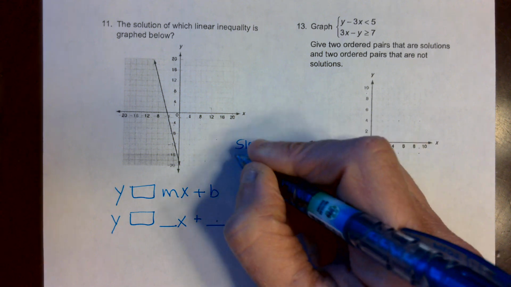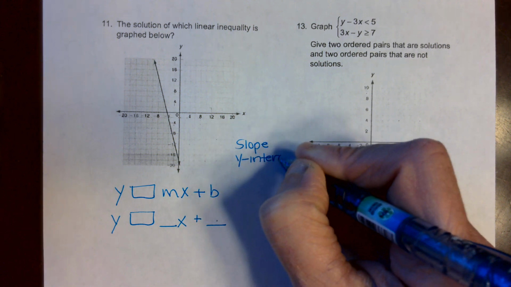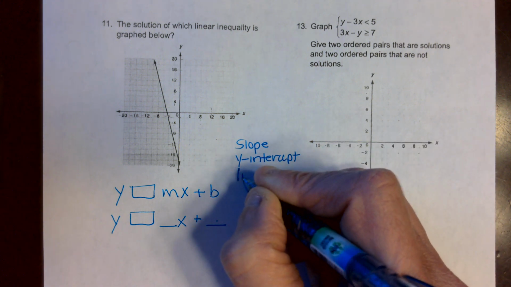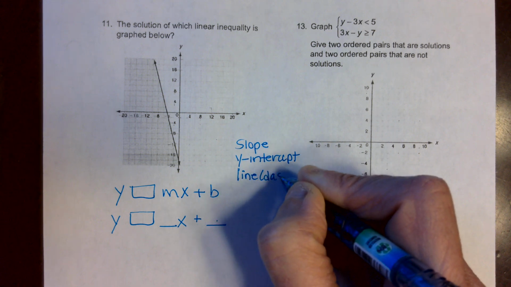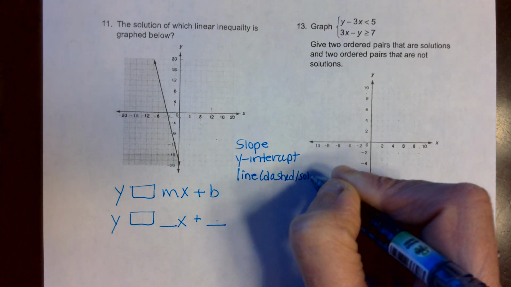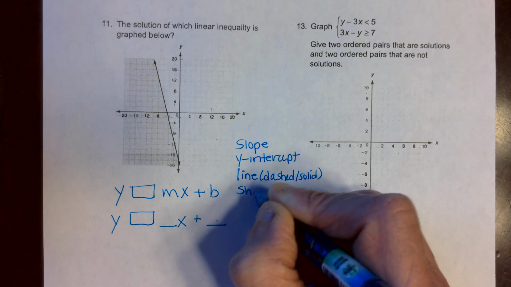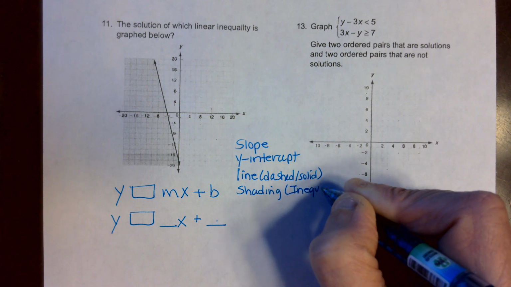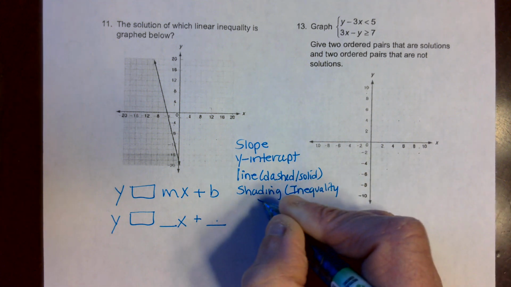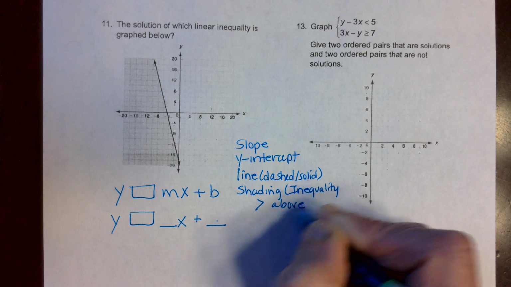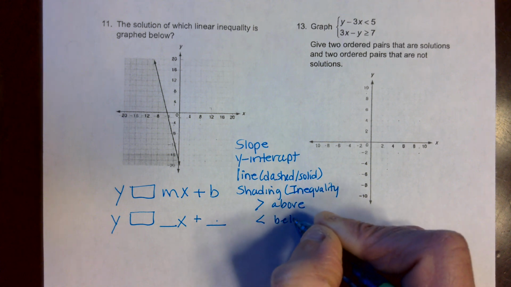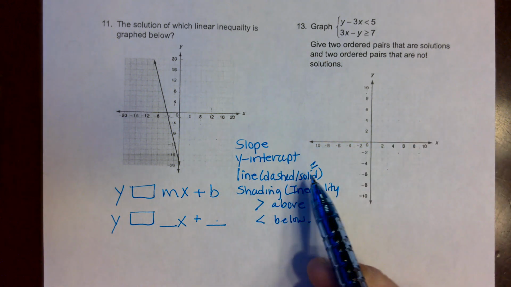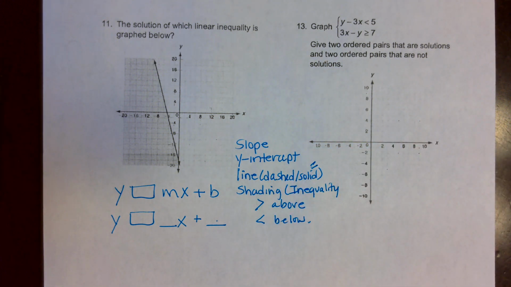Slope, y-intercept, line, dashed or solid, and shading, inequality. Remember, greater than is above the line, and less than is below the line. Solid is equal when there's the equal under it, and dashed is when there's not.